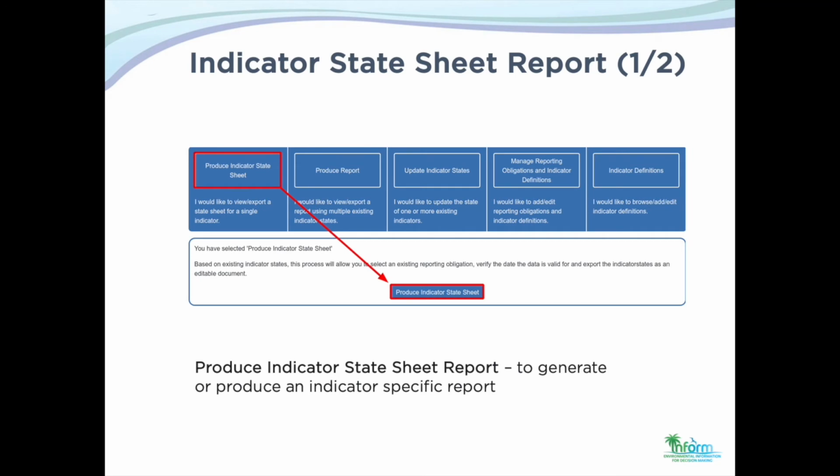The second type of report that the tool generates is indicator-based, which means a report can be downloaded based on a single indicator but not an entire obligation. From the homepage screen, click on the Produce Indicator State Sheet button and the follow-up Produce Indicator State Sheet Confirmation button.